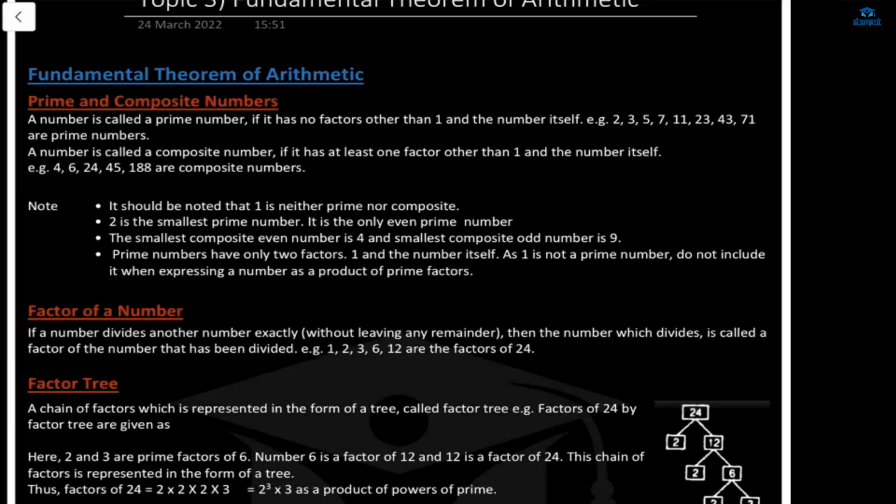Prime numbers have only two factors, 1 and itself. As 1 is not a prime number, this point is important. 1 is not a prime number. So whenever you are asked to express a number as a product of prime factors, do not include 1 there, because you are expressing the number as a product of prime factors, and 1 is not a prime number. Shazan and Shriya, got it? Remember this point.